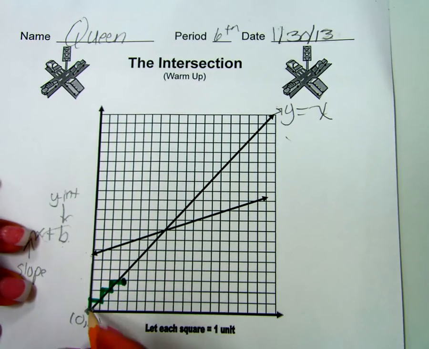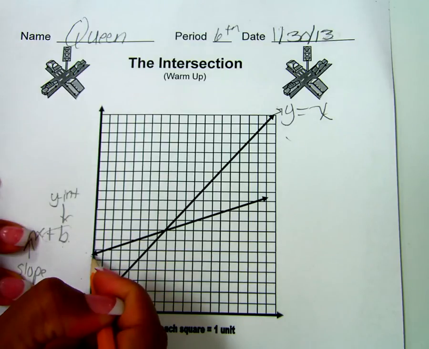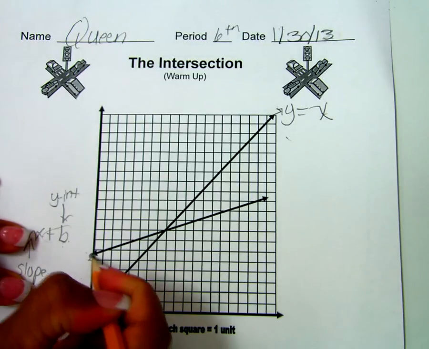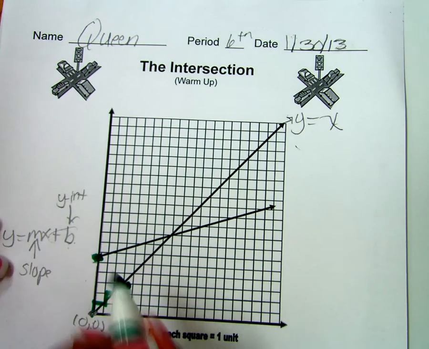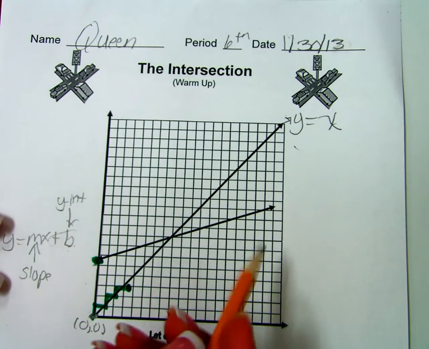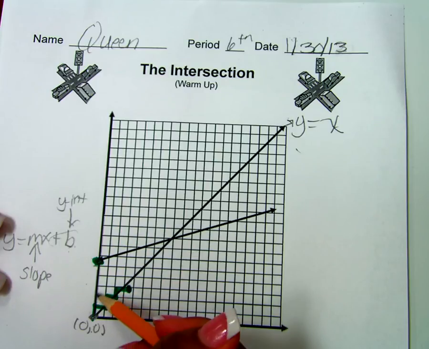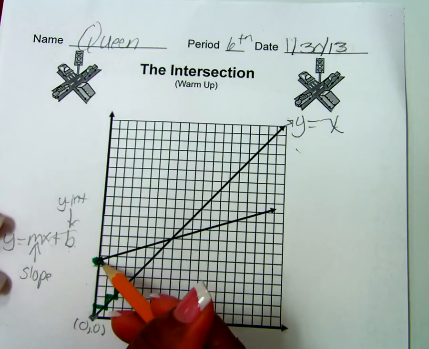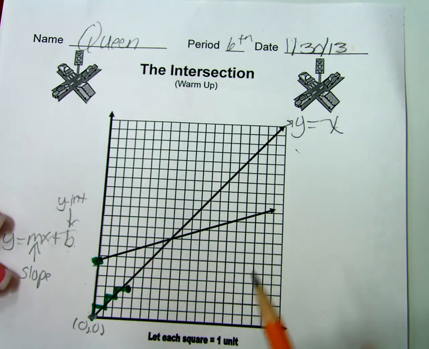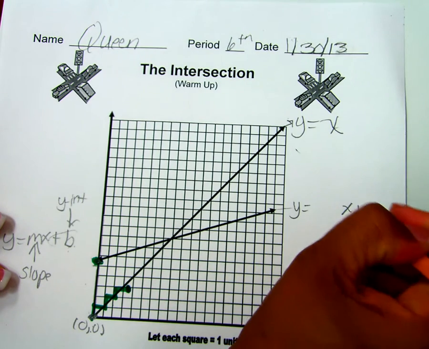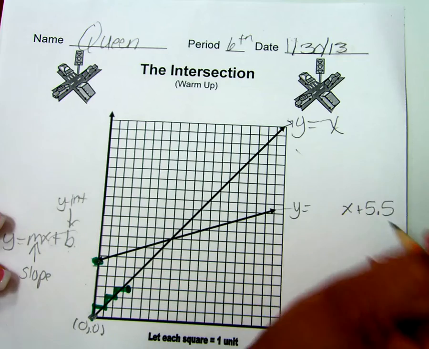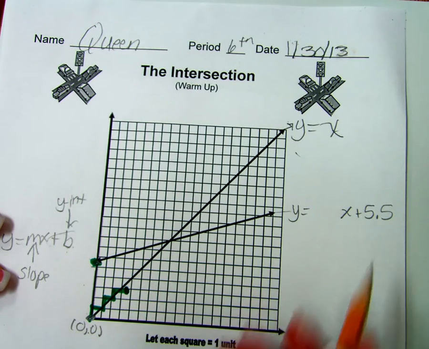Okay, so now this next one, where does it cross the y? About where does it cross the y? Right there. If I go up, I got 1, 2, 3, 4, 5, 5.5, or 6. So for this one I know I got y equals x plus 5.5, about, we're estimating it. But I still need to know the slope.